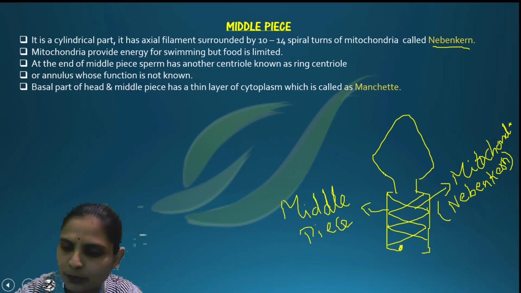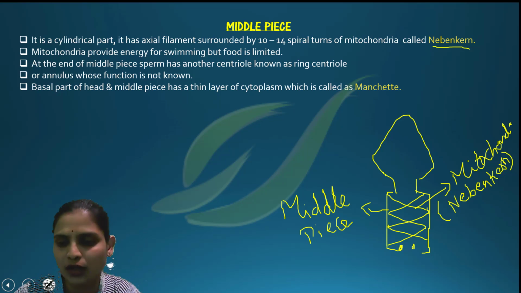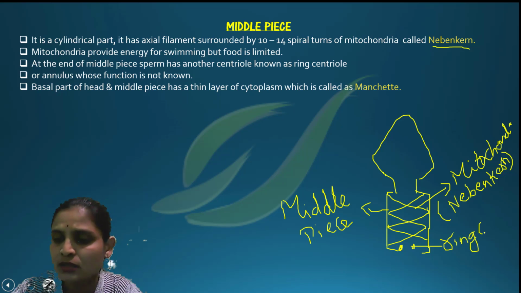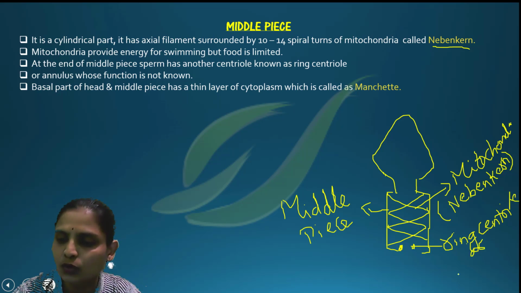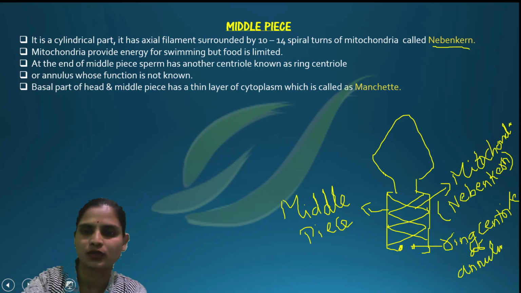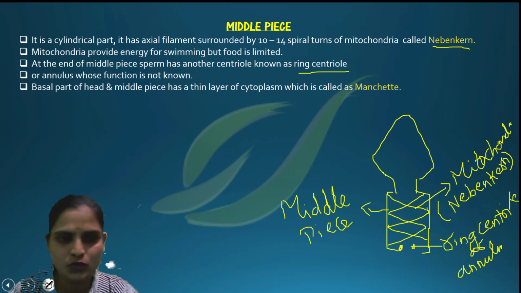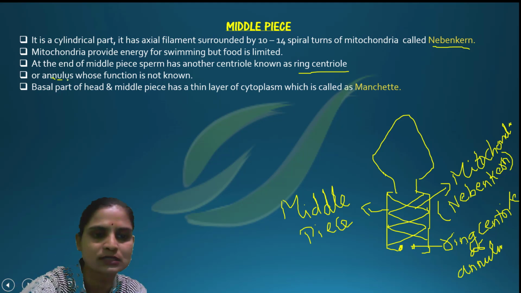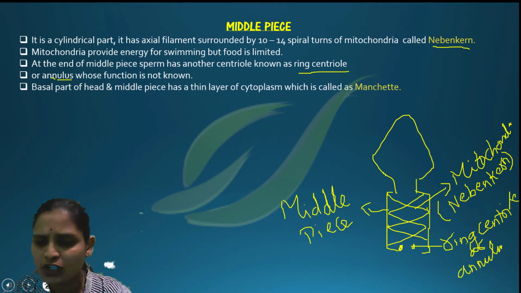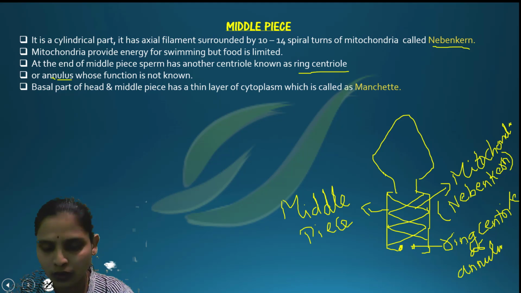So the centriole present here is called the ring centriole, or it is also called the annulus. The function of this ring centriole is not known.